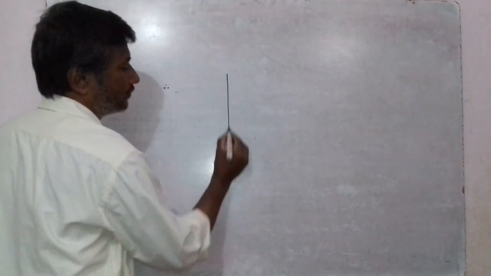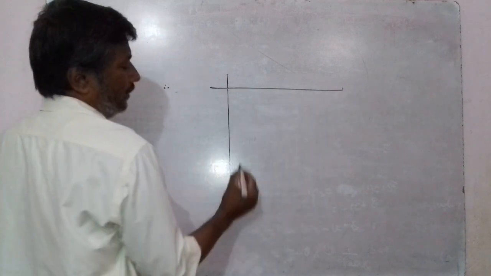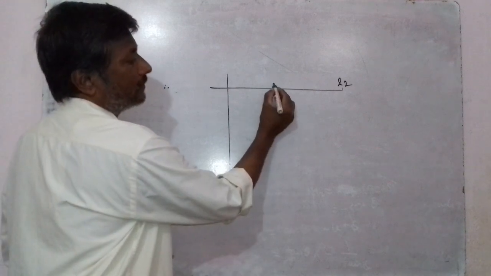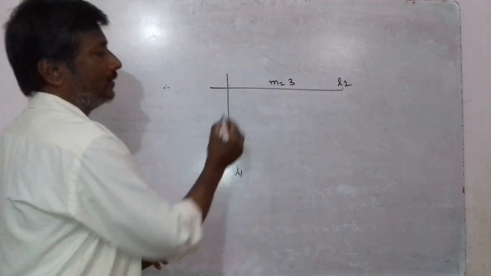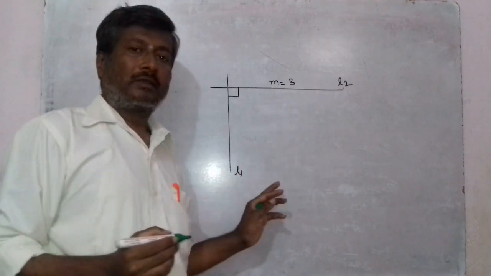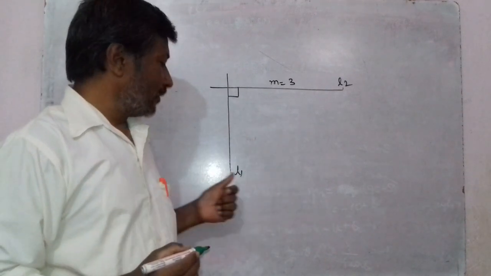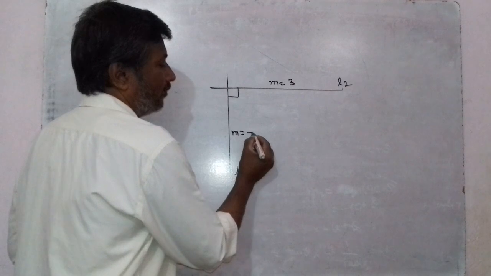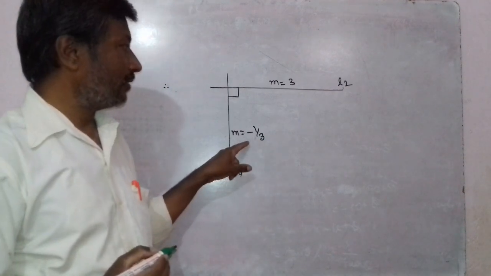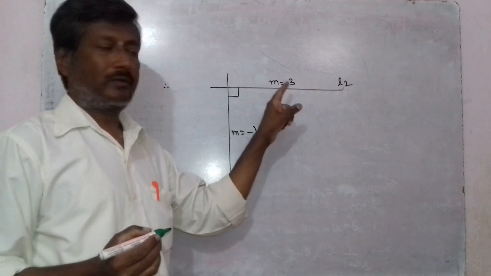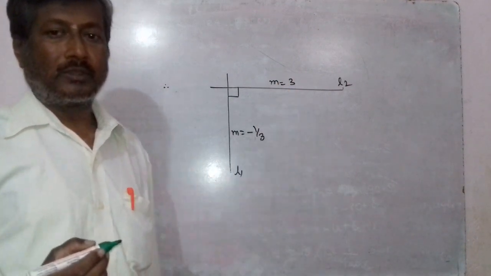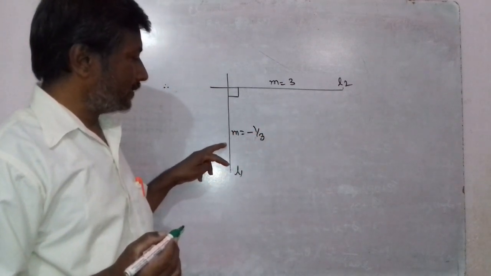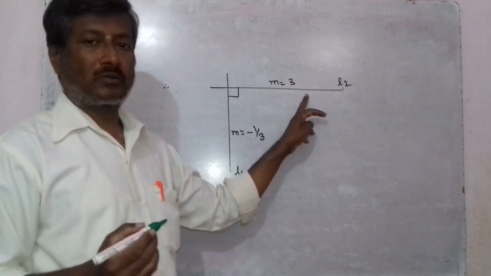Observe, this is line L1, this is line L2. The slope of this one is m equal to 3. Since these are perpendicular, the slope of this line is m equal to minus 1 by 3. The negative reciprocal of a slope gives the slope of the perpendicular line. If the slope of this line is minus 1 by 3, then the slope of this is 3.